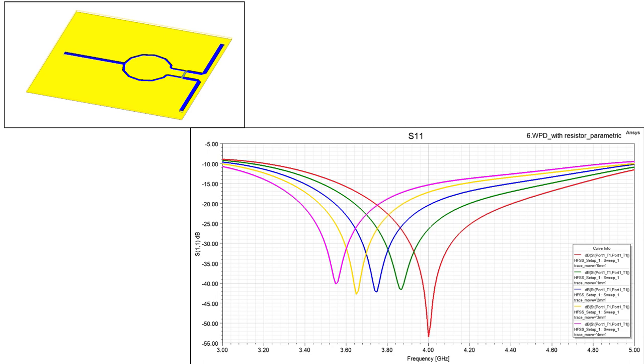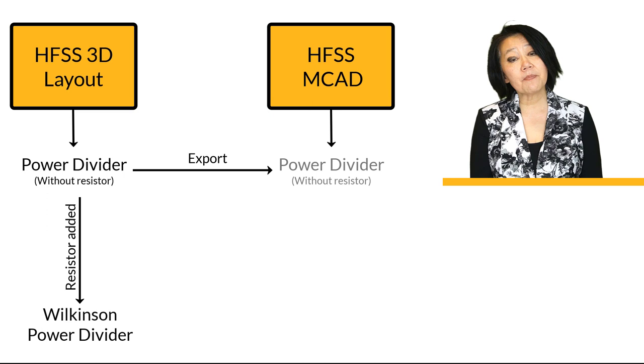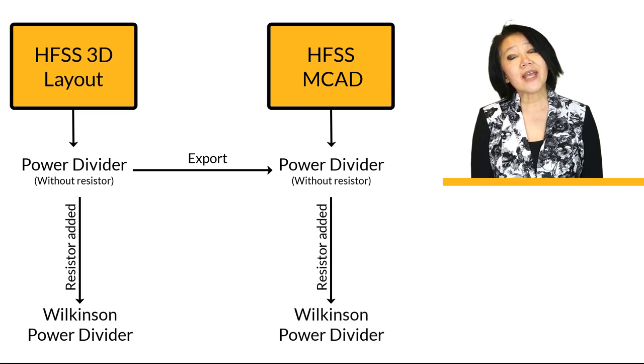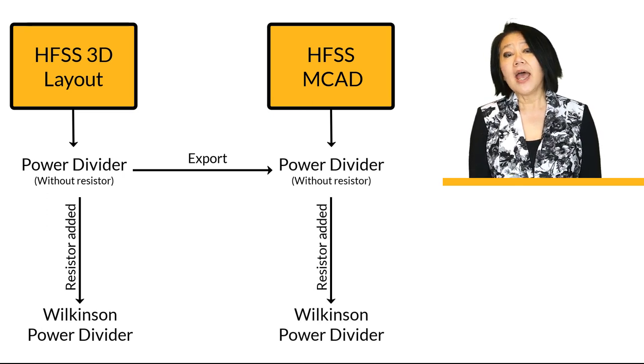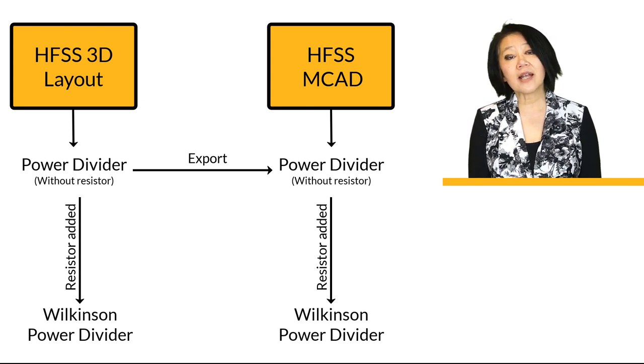This is as expected. And in this video, we used the built-in example of the Wilkinson power divider model using HFSS 3D layout and exported it to HFSS MCAD, showing that the results are exactly the same in HFSS 3D layout and MCAD, just a different interface.